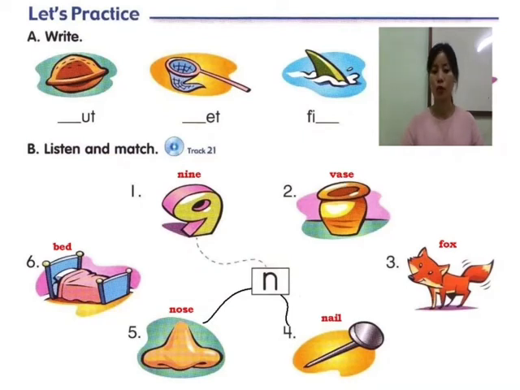And nose. So we have letter N here, on the line. Nail, and even nail. We have to write on this. This is bad, this is vast, this is fox. You need to put N.